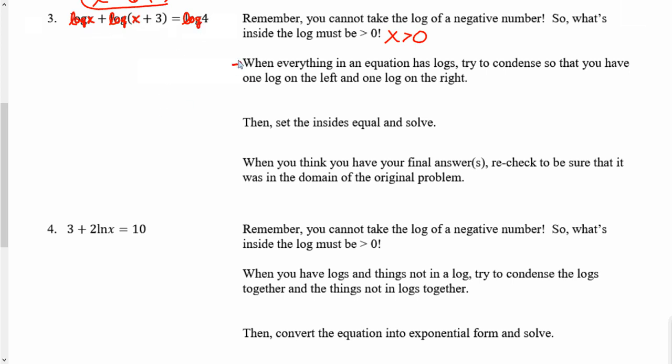When that happens, I want to condense and get my logs together on one side and my logs on the other. So I have the log of 2 things added. That means it's going to be the log of their product.